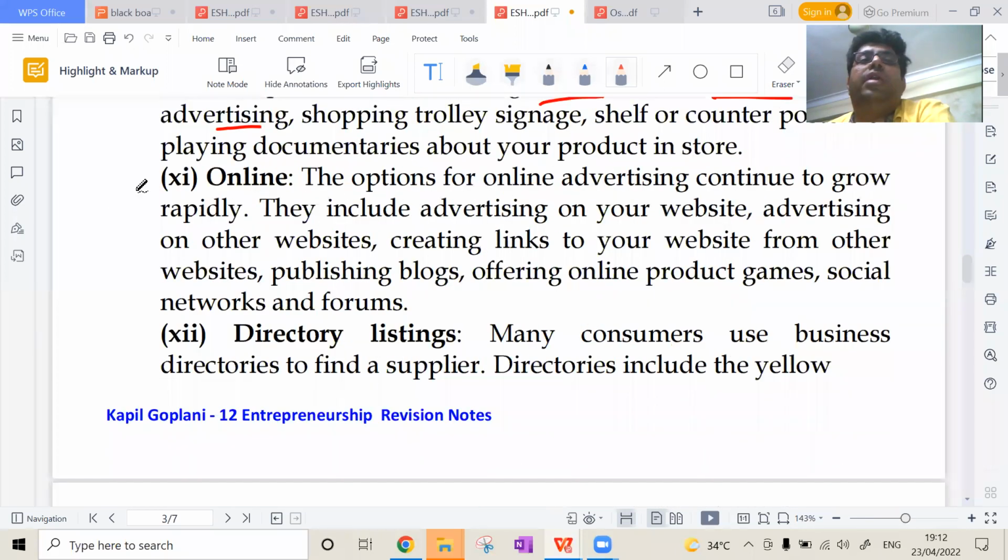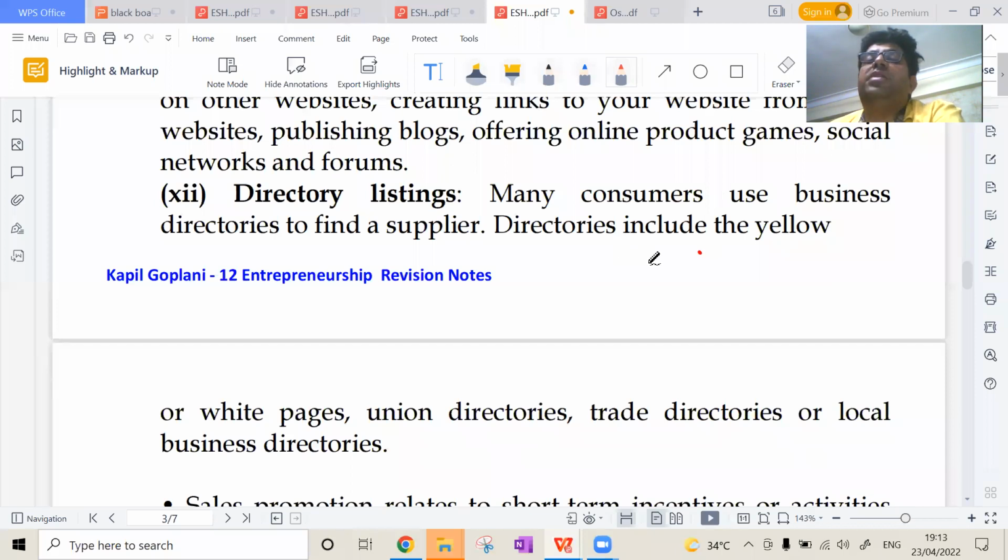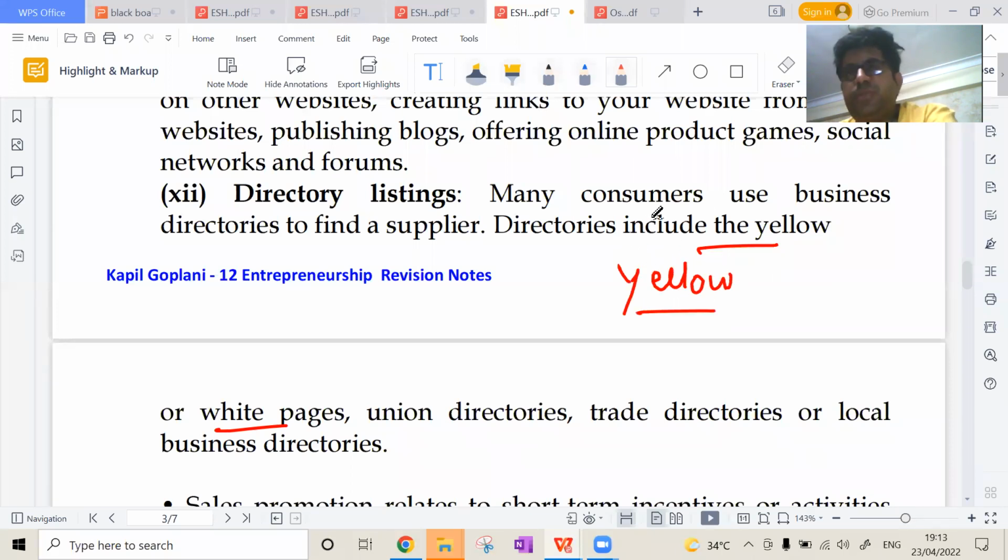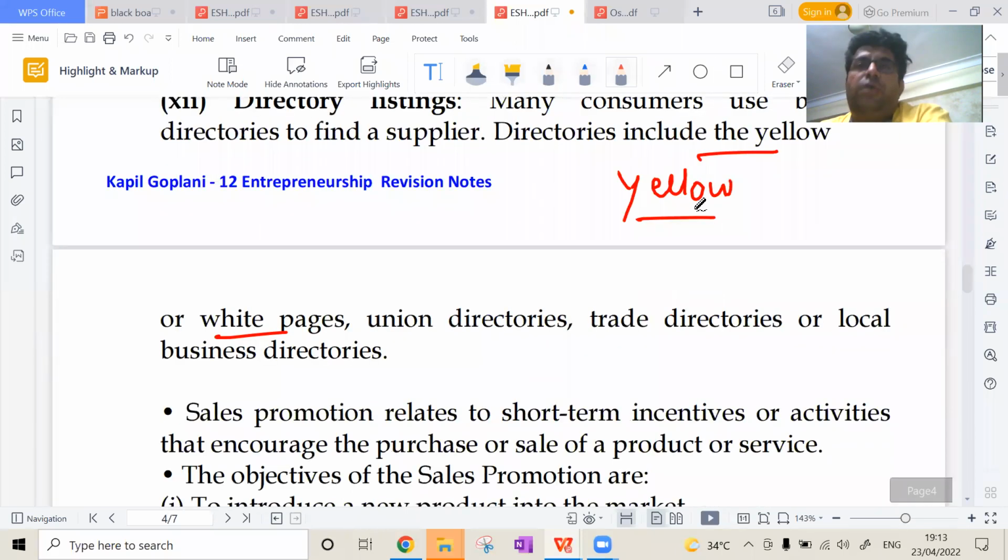Then is online. Online is rapidly growing. Either it is on YouTube, or on Facebook, or on Instagram. That is easy. Then is directory listing. Beta, these are yellow pages and white pages. अगर आप अपने parents से पूछोगे, before there was a yellow pages diary, और उसपे सारे business के numbers होते थे. तो वो easy हो जाता था कि किसी business को अगर हमको search करना है, अभी भी थोड़े concepts हैं, but now these yellow pages and white pages have moved towards online. आप online search करोगे yellow page diary, you will be able to get it.